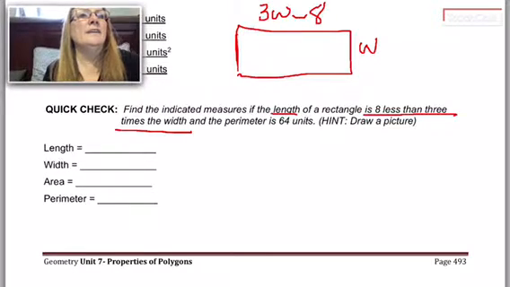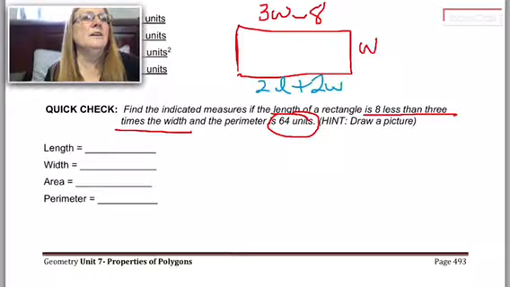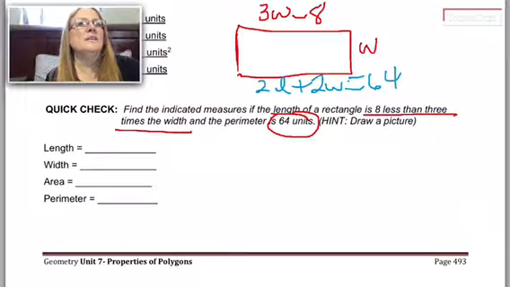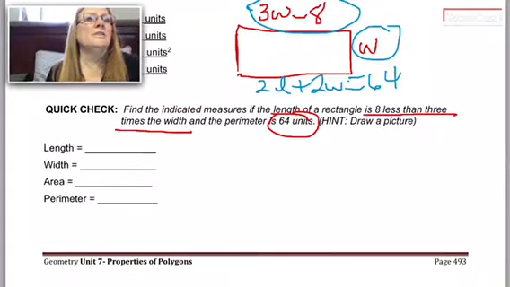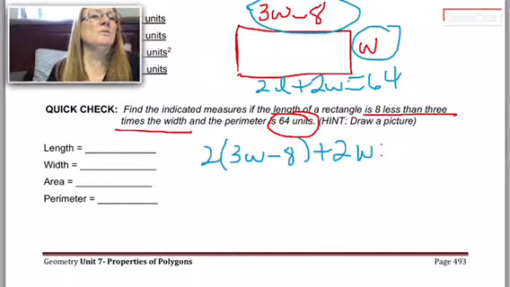Okay? And they tell us the perimeter is 64. So we change colors here. So 2 times length plus 2 times width equals 64. And so now we will substitute in this for length and this for width. So 2 times 3W minus 8 plus 2 times W equals 64.